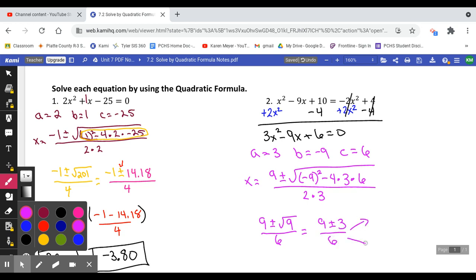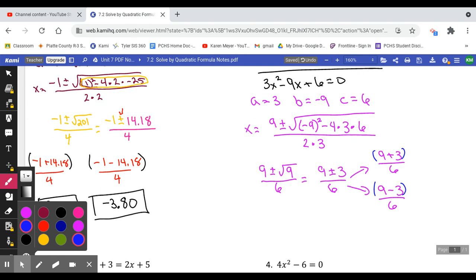And then we're going to split our plus or minus. So 9 plus 3 over 6, and 9 minus 3 over 6. Remember, if you're going to type this in at once on your calculator, put the top in parentheses. Otherwise, your calculator will give you the wrong answers. And I came up with the following answers. The first one gave me 2, and the second one gave me 1.